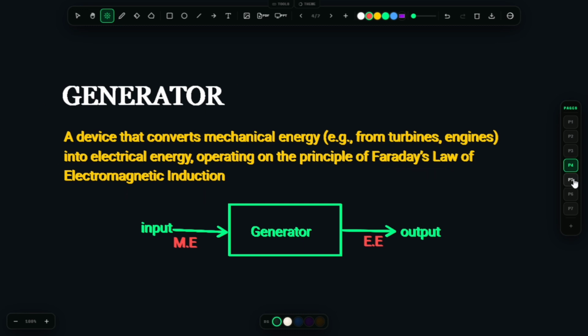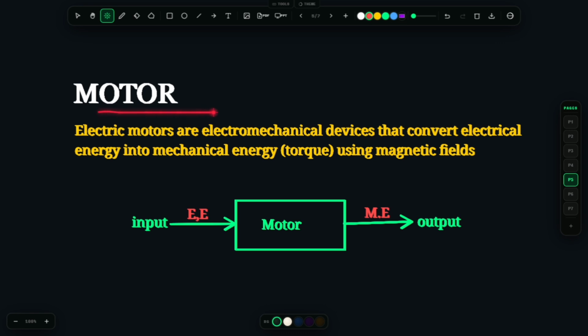Now moving to the next slide. What is the next slide? Here is motor. What is motor? Electric motors are electromechanical devices that convert electrical energy into mechanical energy using a magnetic field. It means motor is also a type of electrical machine which can convert energy from one form into another form. In a motor we give input as electrical energy and in output we get mechanical energy. So it is the basic principle of motor where we give input as electrical quantity and output we get mechanical quantity. Now moving to the next slide, which is all about transformer.